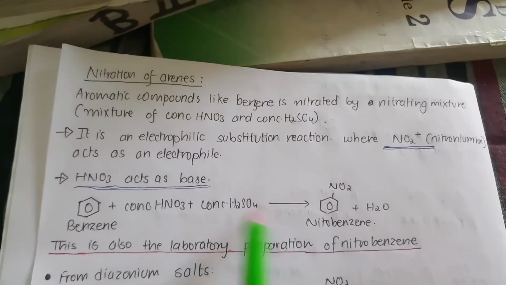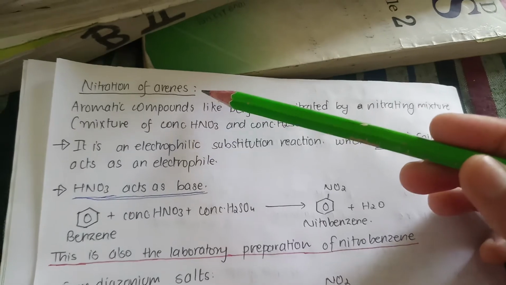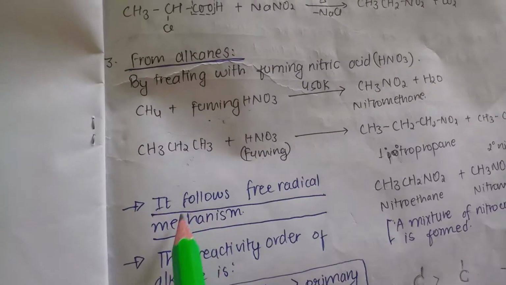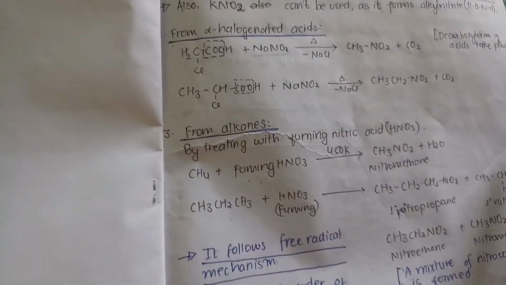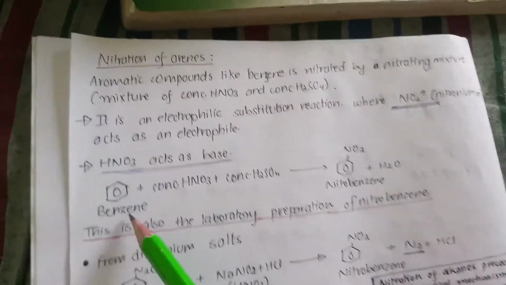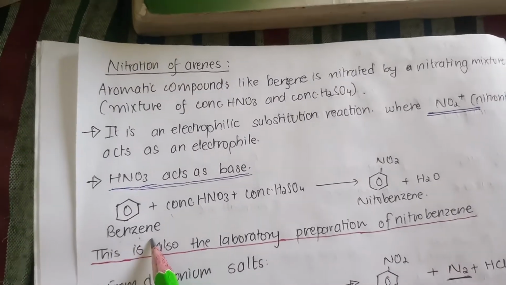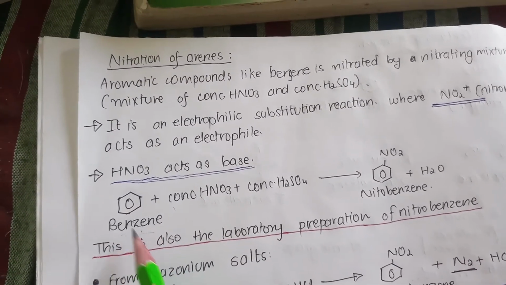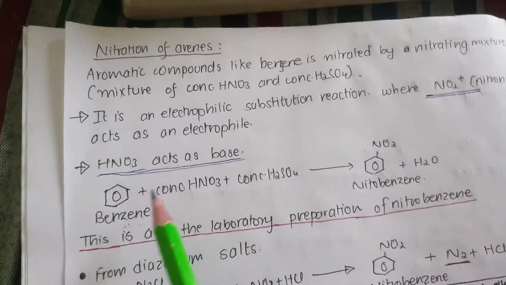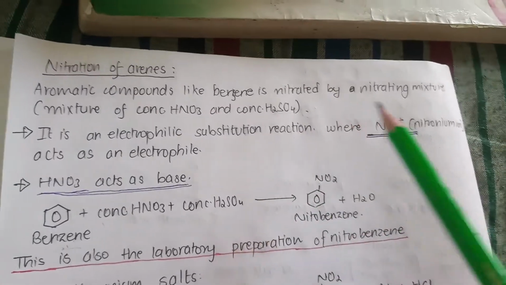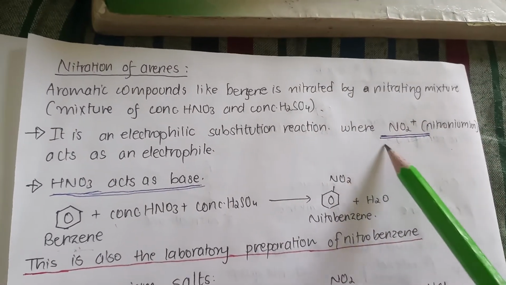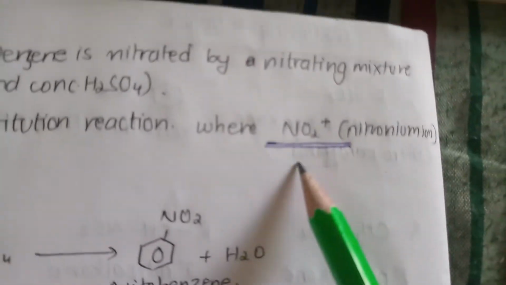Now let's move on to the nitration of arenes. When we studied nitration of alkanes, it followed a free radical mechanism. Carbon free radicals were formed in this reaction, no carbocation, no carbanion. But when we nitrate arenes, aromatic compounds like benzene, it follows an electrophilic substitution mechanism, because here we get an electrophile in the reaction mechanism, which is actually the nitronium ion.